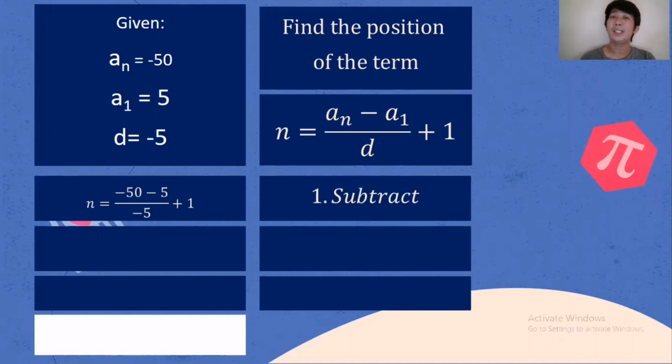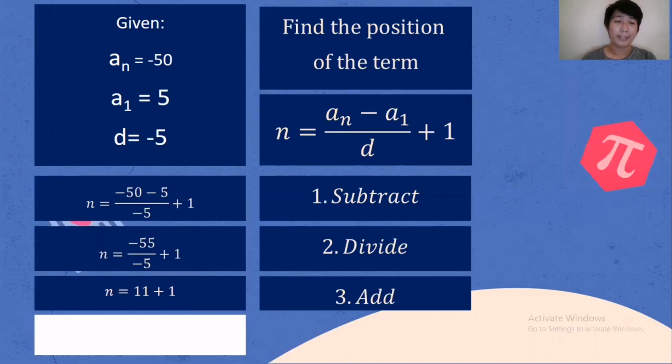The first process is to subtract. So negative 50 minus 5, that is negative 55. After that, we divide. Very good. So negative 55 over negative 5, that is 11. After we divide, we add. Very good. So the answer will be 12. So a sub 12 is negative 50. The place of negative 50 on the given arithmetic sequence is 12.